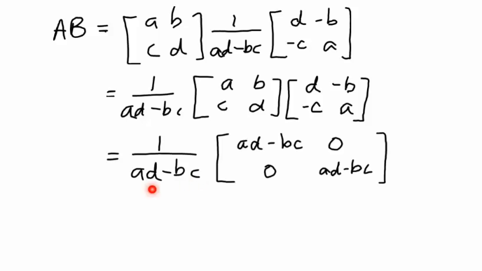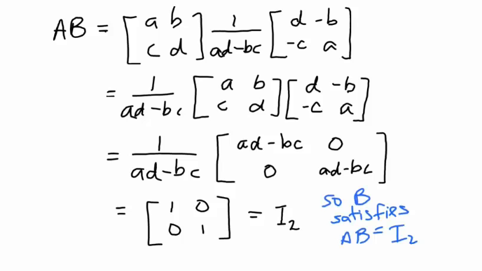And when we distribute this fraction into all of the values of our matrix, we are indeed going to get the 2 by 2 identity matrix, I2. So this tells us two important things. The first one is that this constructed matrix B satisfies the property A times B is equal to I2.